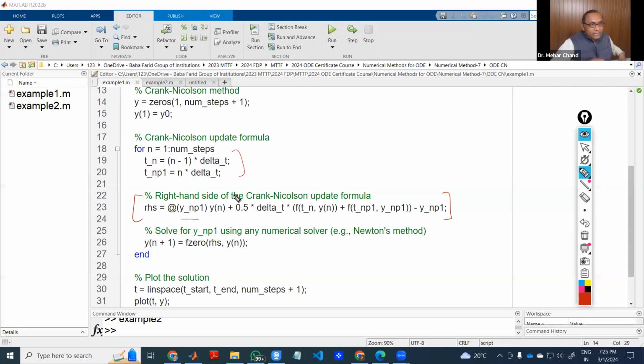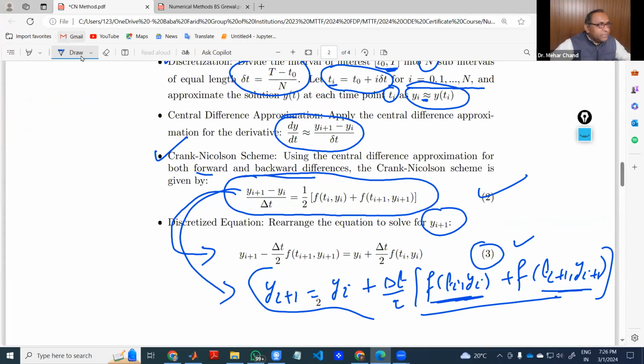We have to come back to the formula so that you can easily compare. Yes, you can see this is the right hand side. All this one has been used.